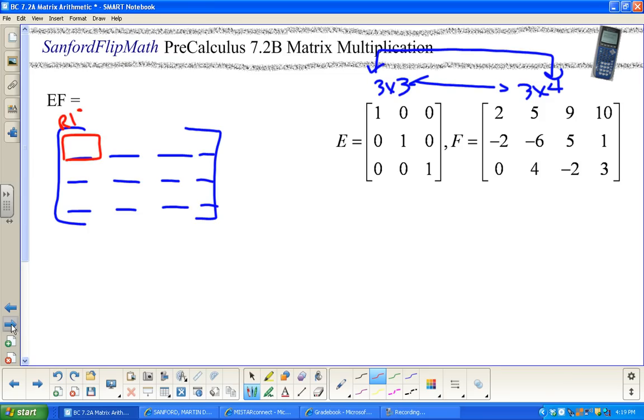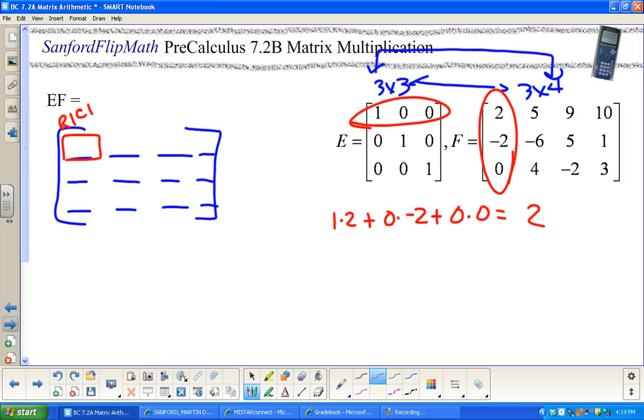This is row 1, column 1. So I'm going to use row 1, column 1, and you're going to grow to love ones, and you're going to grow to love zeros. Okay, so I'm going to do a row here and there, or an element here and there in writing, and the other ones I'm going to kind of buzz through. So 1 times 2 plus 0 times negative 2 plus 0 times 0 is 2. Okay, so this is row 1, column 1. That's what we just did. Okay, row 1, column 1, and we just put that in the row 1, column 1 position.